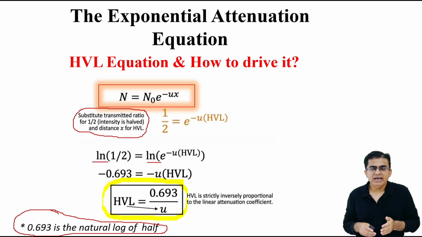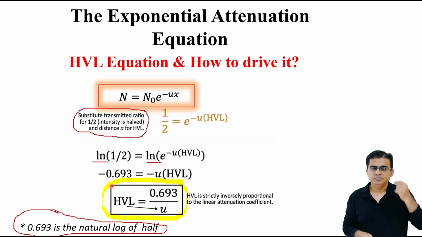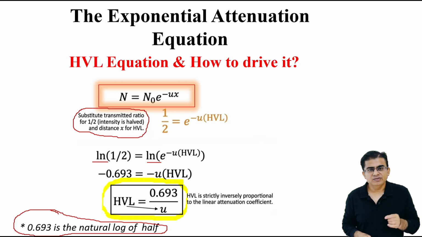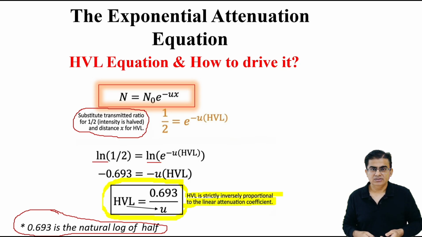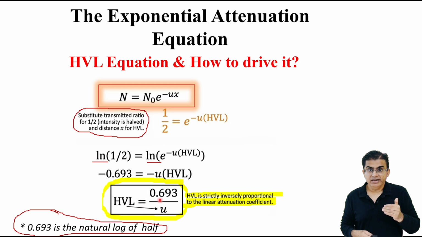Even if you completely hate mathematics, you must strictly memorize this final formula inside this box. This exact formula mathematically proves what we usually discussed earlier. Notice a very important relation here. HVL is strictly inversely proportional to the linear attenuation coefficient. The lower the linear attenuation coefficient, the higher will be the HVL.